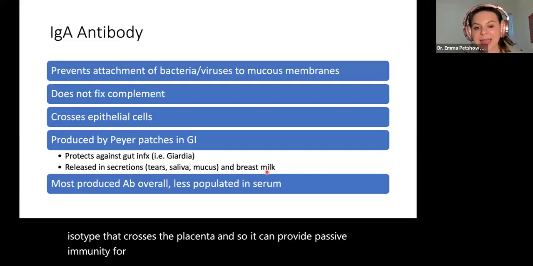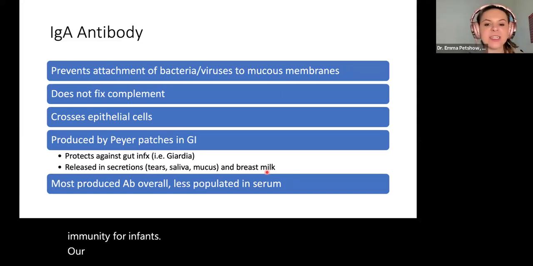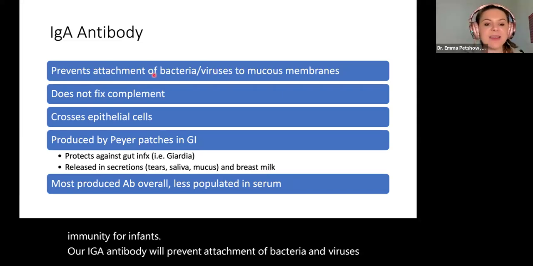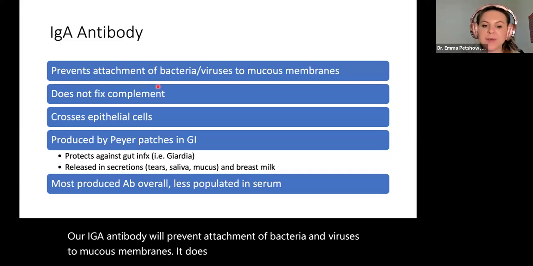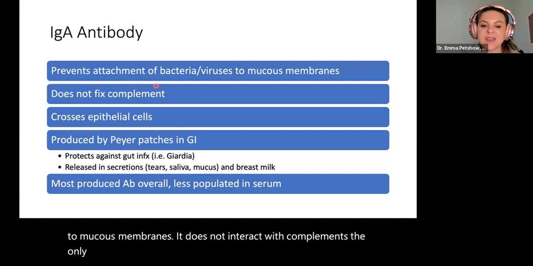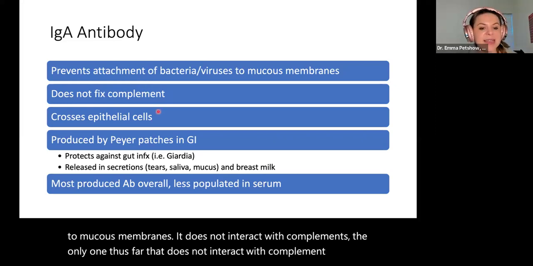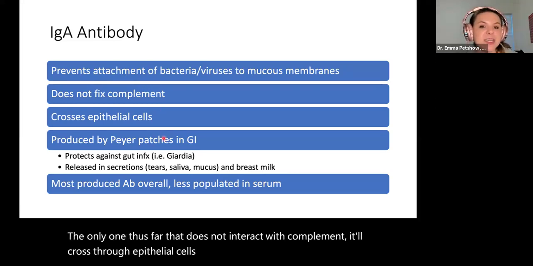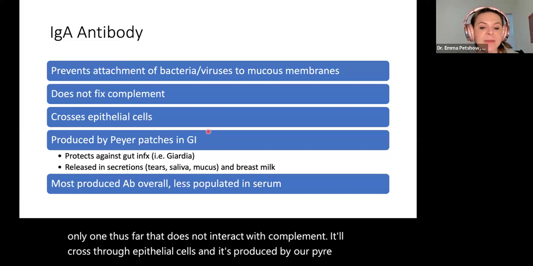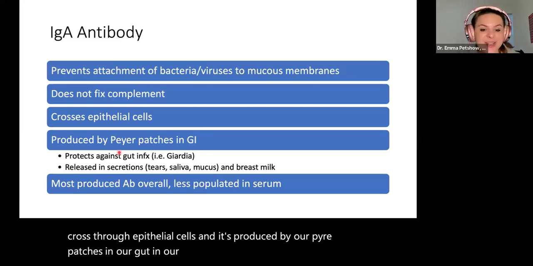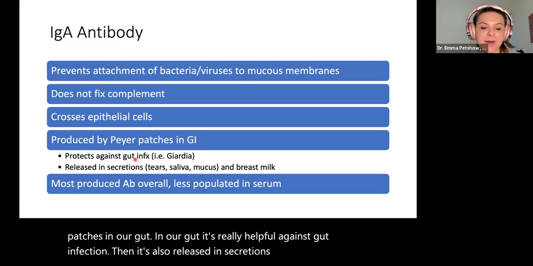Our IgA antibody will prevent attachment of bacteria and viruses to mucous membranes. It does not interact with complement. It's the only one thus far that does not interact with complement. It'll cross through epithelial cells, and it's produced by our Peyer's patches in our gut. It's really helpful against gut infection then. It's also released in secretions: tears, saliva, mucus, and breast milk.